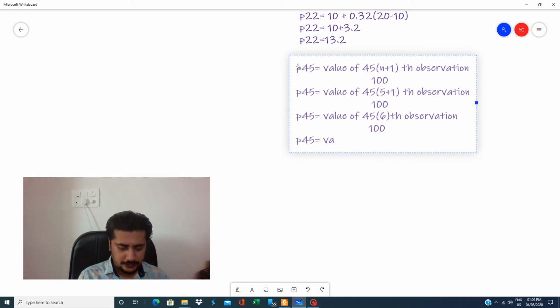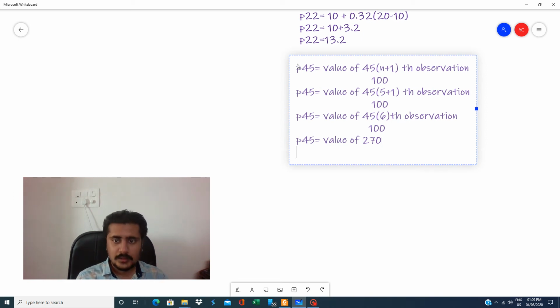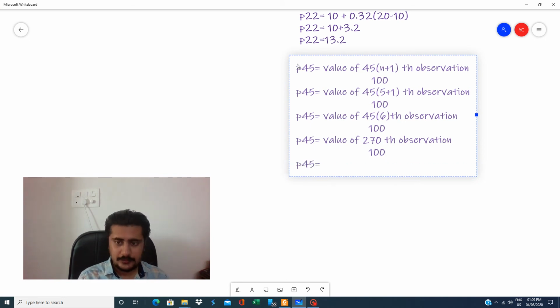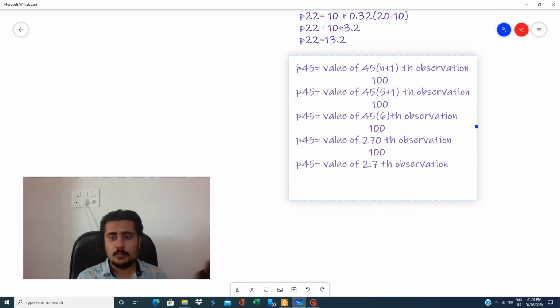Now what is this 45 into 6? So 45 into 6 will be 270. Yes, 270 upon 100 observation. So P45 is value of 2.7 observation. Now how will we be solving this 2.7? Okay, so we'll be solving this 2.7 like this.